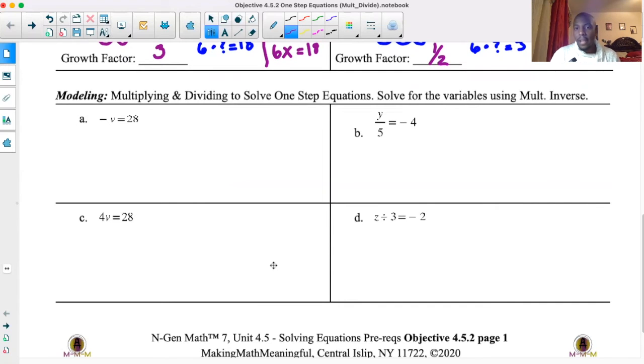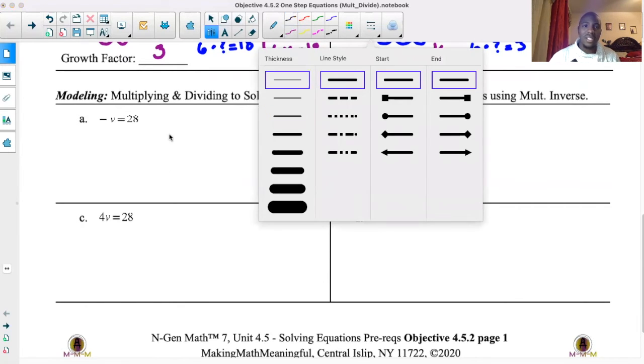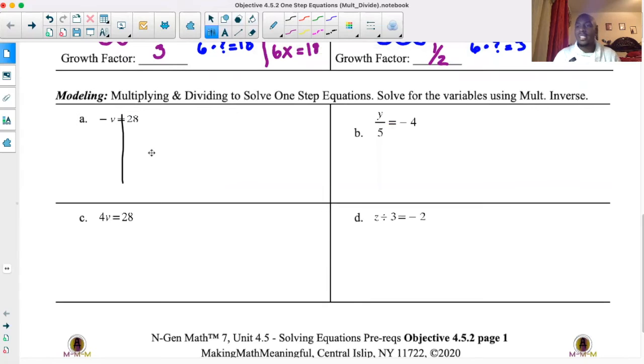Let me start off with A. When I look at A, I have negative V is equal to 28. Now, what you need to know is that there is a number, first and always, right? We want to make sure we draw a line. This line is to separate the two parts of the equation. Our goal is to solve for the variable. In this case, the variable is the letter V. We need to get V by itself.